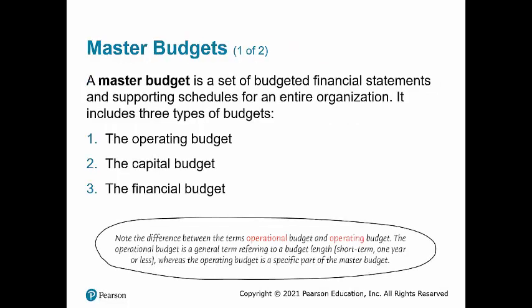So the master budget is a set of budgeted financial statements and supporting schedules for the entire organization. It will include the operating budget, the capital expenditures budget, and the financial budget. Budgeted financial statements are financial statements based on budgeted amounts rather than actual amounts. The master budget is operational and static.